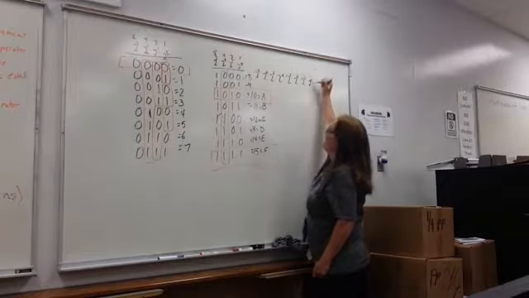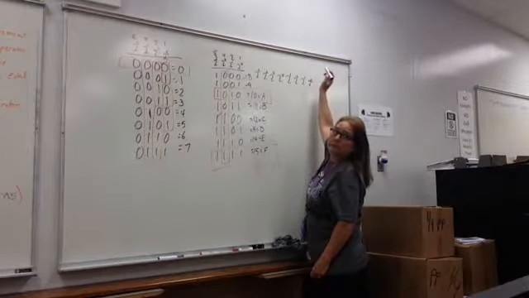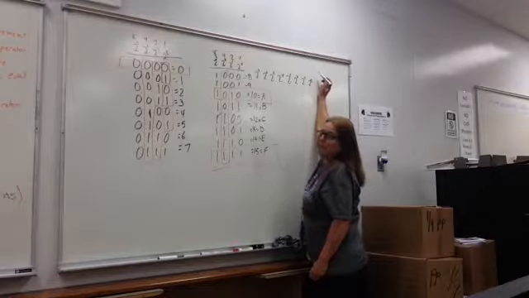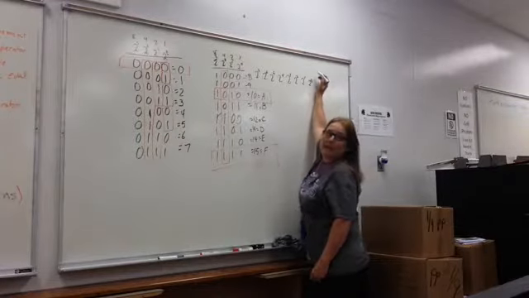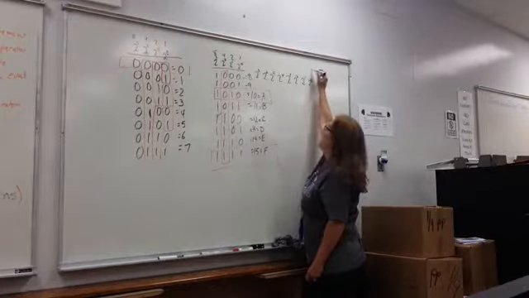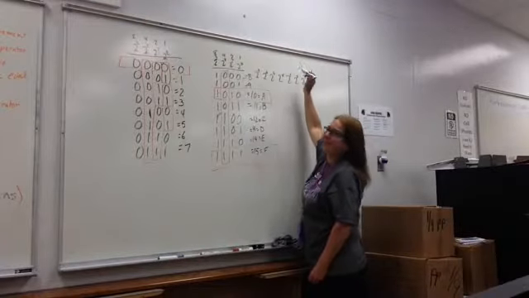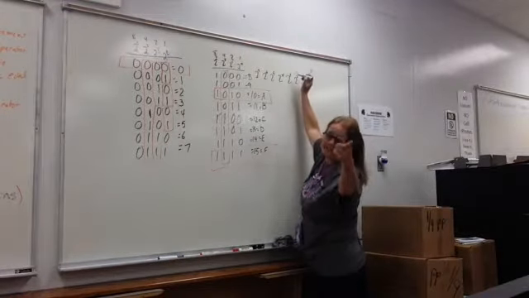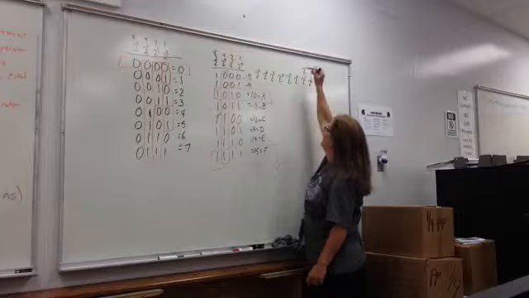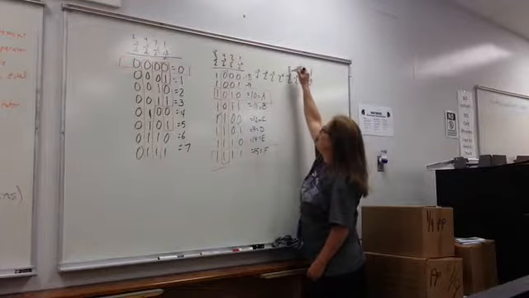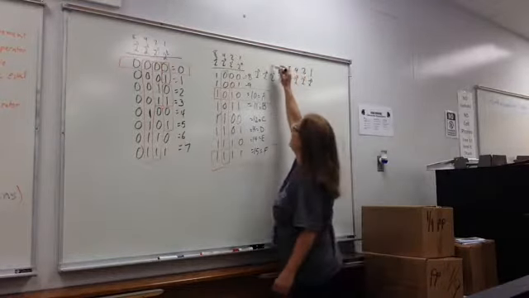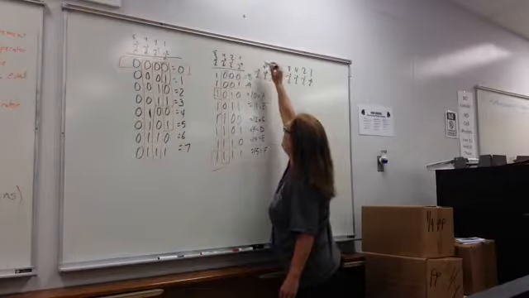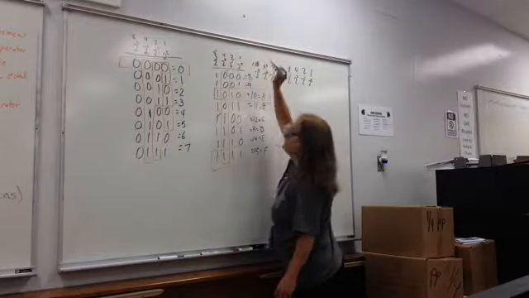So, any number to the 0 power is? 1. Any number to the first power is? Itself. And that's 4. It doubles: 8, 16, 32, 64, 128. Got it?